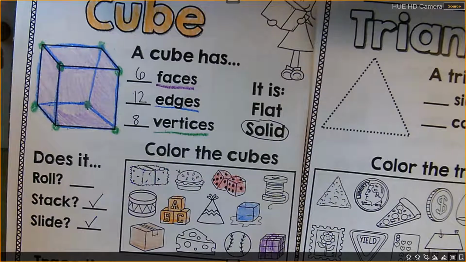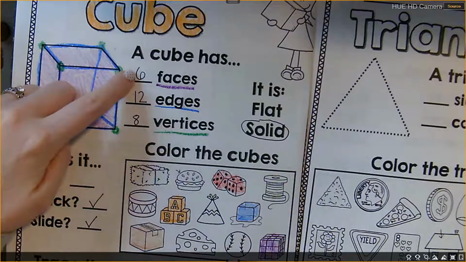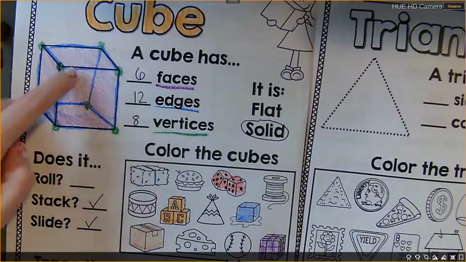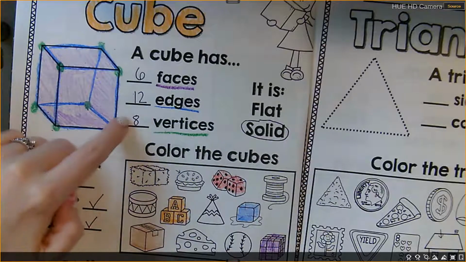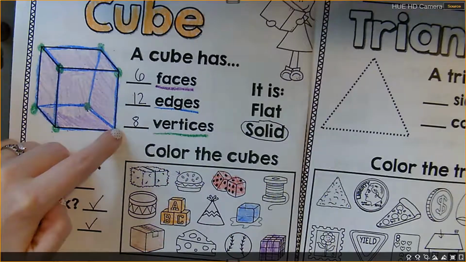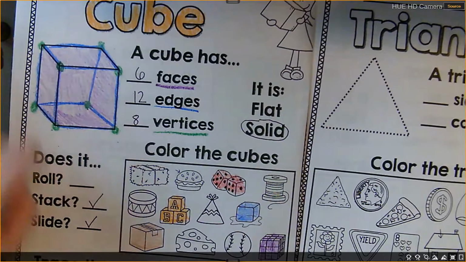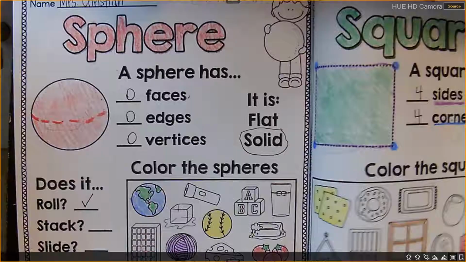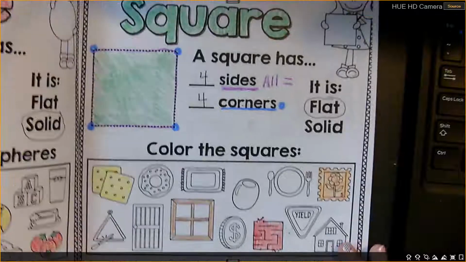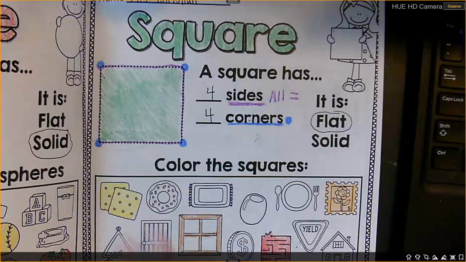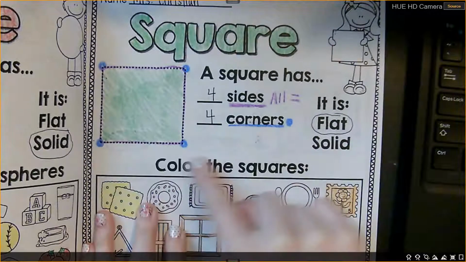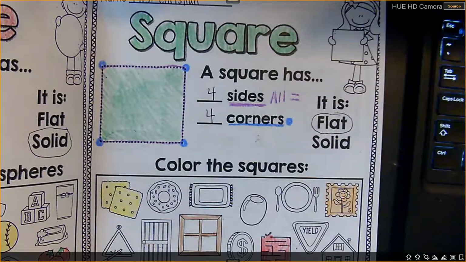So we know that we learned today a cube has 6 faces, flat sides, 12 edges, the lines around the shape, and 8 vertices, the points where the lines meet. 6 faces, 12 edges, 8 vertices. We also learned about a square today, a 2D flat shape. It has 4 sides that are all equal and 4 corners. Excellent job learning today.